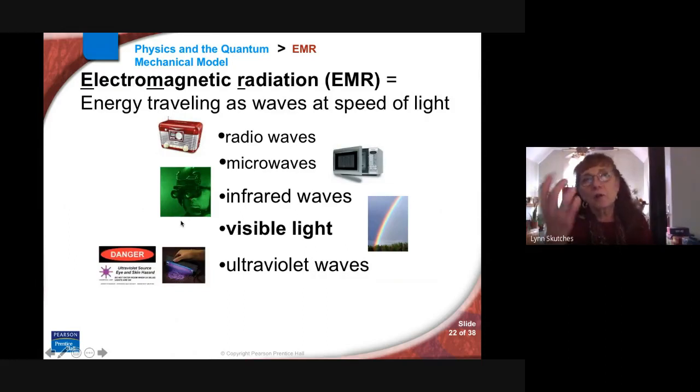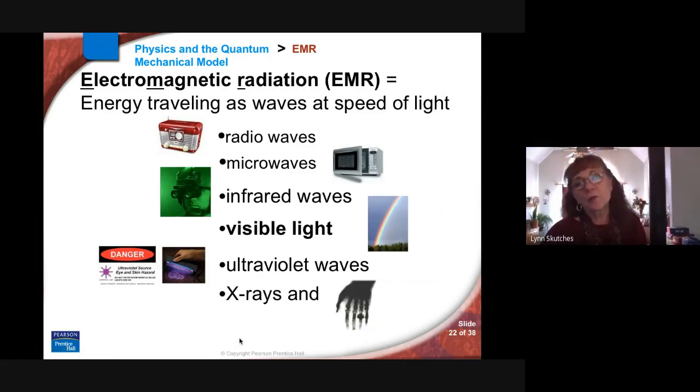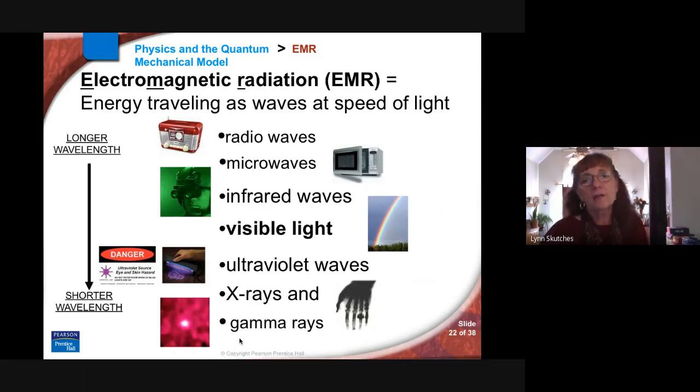Night vision goggles, most of us don't have those, but some of you do, or scopes for hunting. Ultraviolet light. Who knew you can buy ultraviolet lights to try and find out where your cat is peeing in your house. Also, living scorpions will glow with ultraviolet light. This is Rontgen's wife's hand again, and then gamma rays.